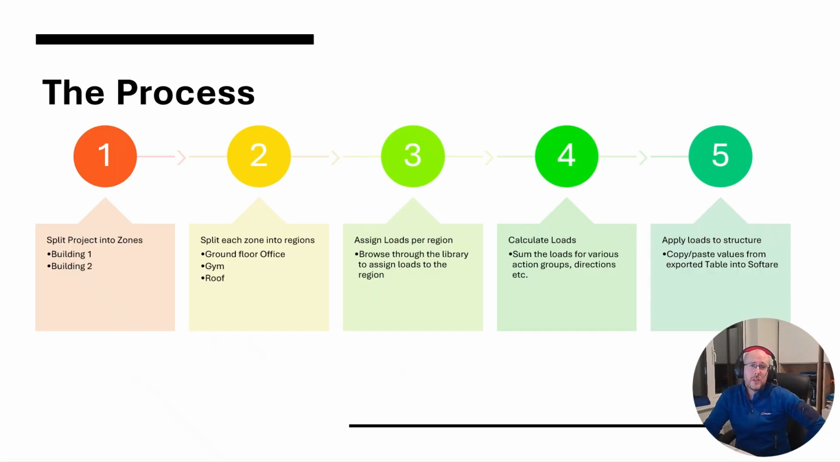So then what is the process that the engineer will have to do with this software? Well, it's a 5-step process. The first step is that we split the project into zones. So we split it into buildings: building 1, building 2, building 3, etc. Within each building, we then split all the rooms or all the elements into regions. So we'll have a ground floor office, we might have a gym, we might have roof.